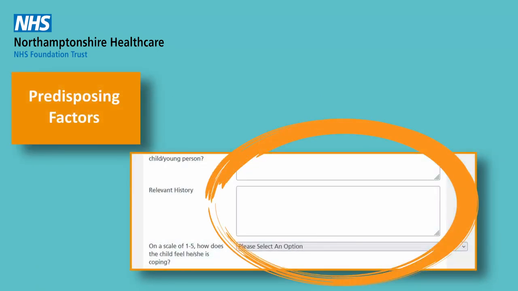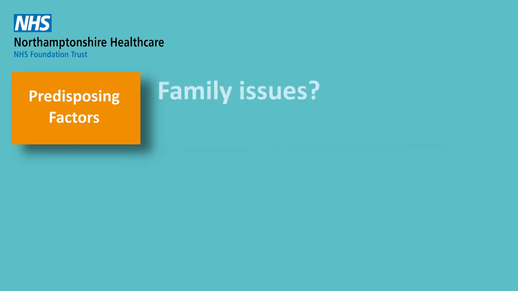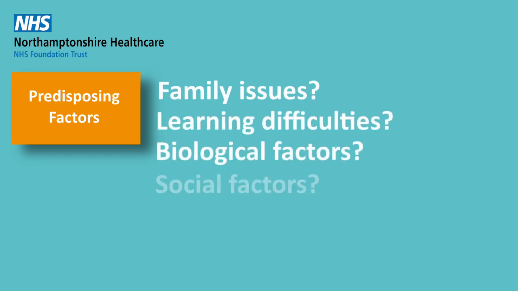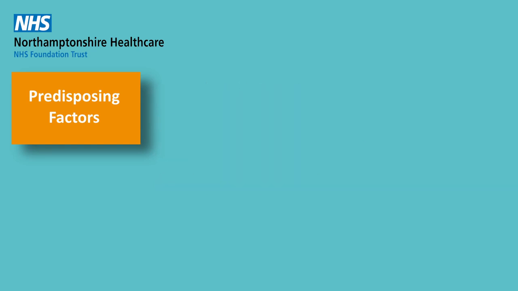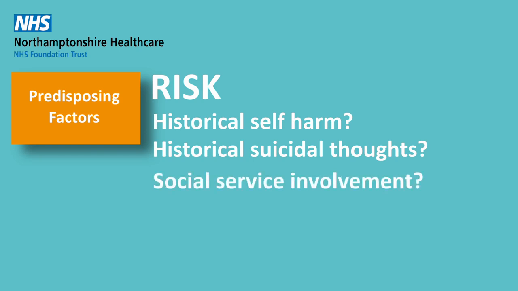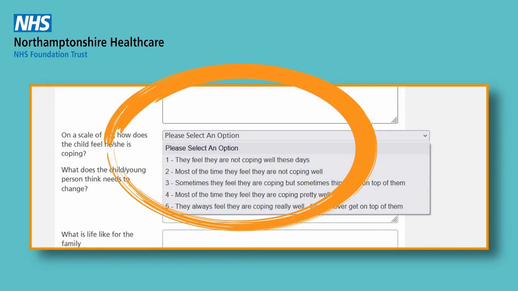This section is asking about predisposing factors. So what has made the young person vulnerable in the first place? For example, family issues, learning difficulties, biological factors, or social factors. This is also the section where we need information on any risk. So this could be historical self-harm or suicidal thoughts, as well as any current risks, for example, social service involvement or current risky behaviours.